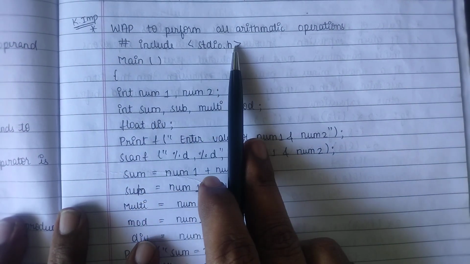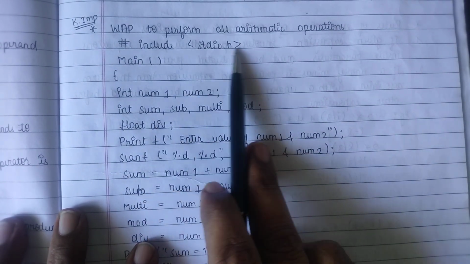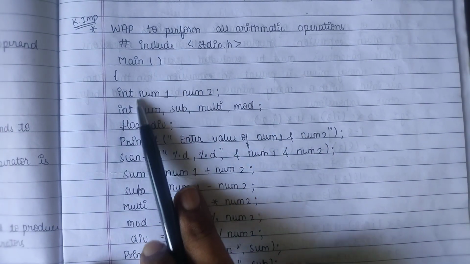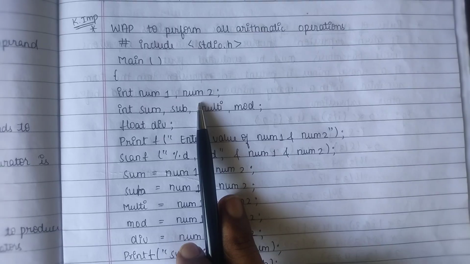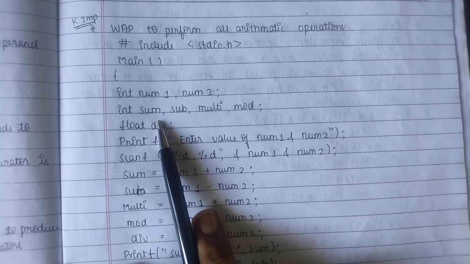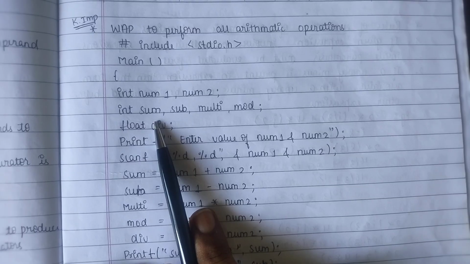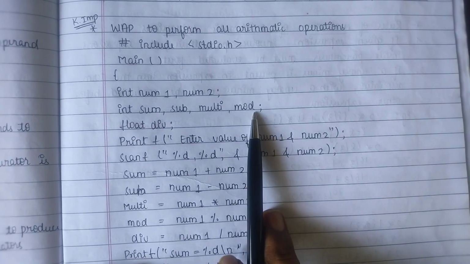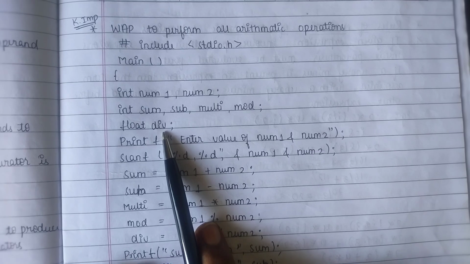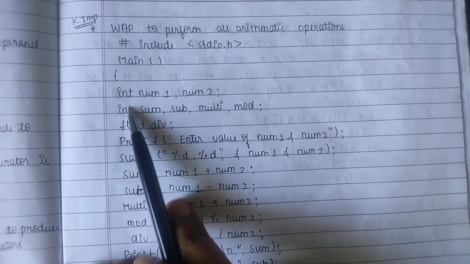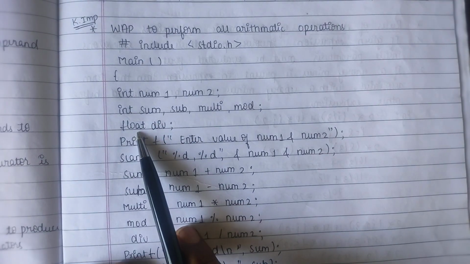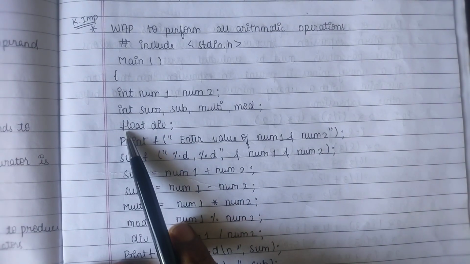Now come here, write the preprocessor directive #include stdio.h, open the main function. Now here int number1, number2, and int sum. I want to store the summation in this variable, and subtraction, multiplication, and modulus. And for float, I took division as a variable. See, for these I took the data type as integer. For the division I took the data type as float.